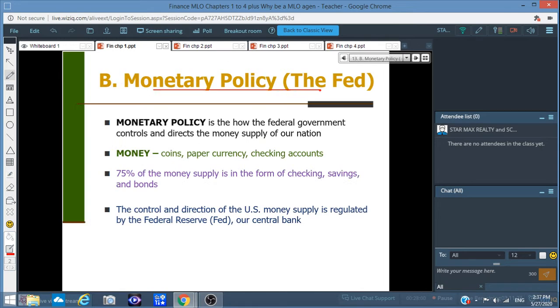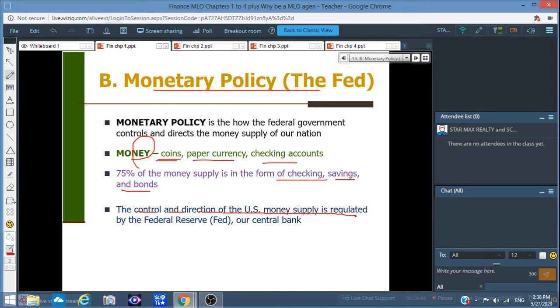Monetary policy: how do they control the supply of money? They print money, they mint coins, checking accounts, check cards. 75% of the money supply is in the form of checking, savings, and bonds. Control and direction of the US money supply is regulated by the Federal Reserve, our central bank.